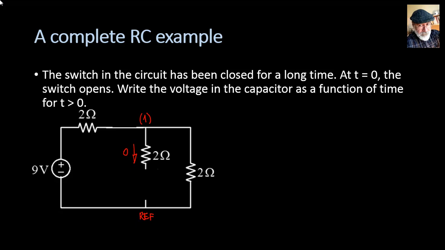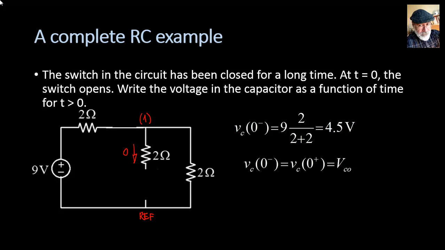Because the current in that branch is 0, the voltage drop in that 2 ohm resistor in series with the capacitor is 0, and the voltage in the capacitor is just the voltage of the node V1. But that voltage is given by a voltage divider of 9 over 2 and 2, 4.5 volts. Fine. That voltage at 0 minus, right before we open the switch, is going to be the same voltage in the capacitor after we open the switch, because voltages in capacitor cannot change instantaneously. That's going to be our initial voltage in the capacitor.